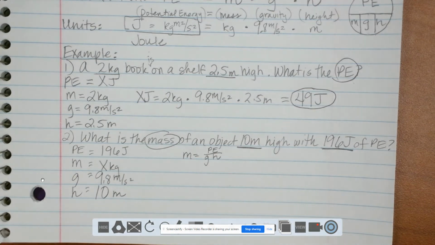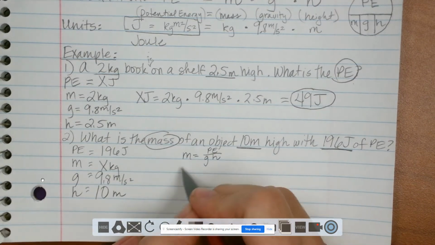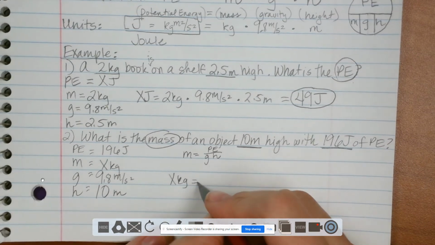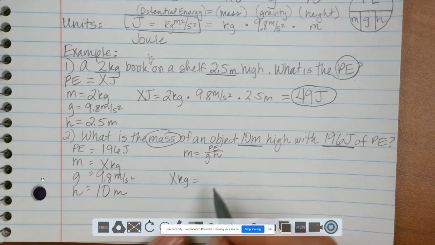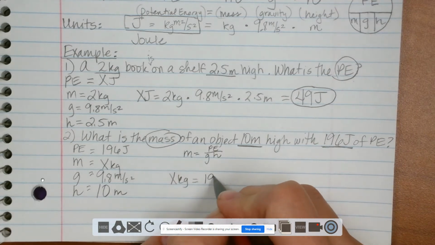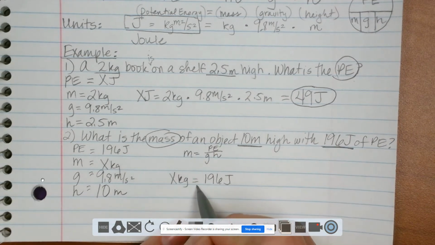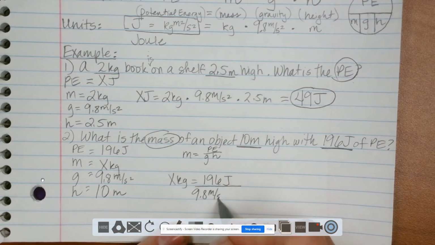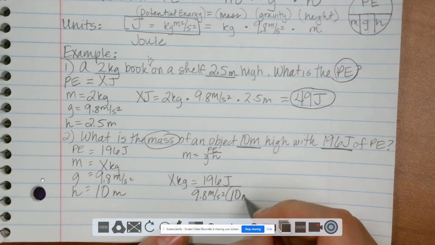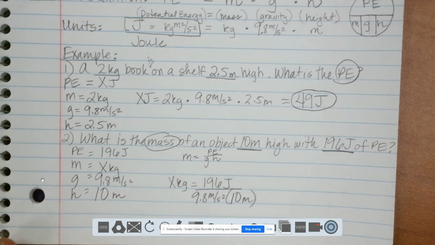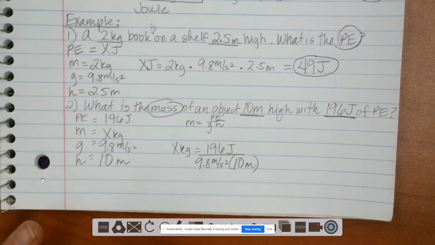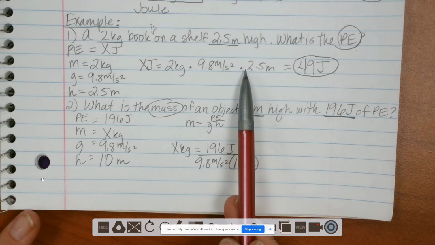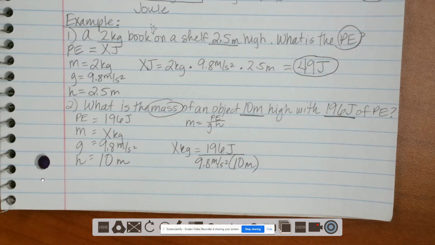All right, so now I'm going to plug all this into that equation. M is my mass and it's X kilograms because that's what I'm looking for. Potential energy is on top of the fraction. So 196 joules divided by my gravity, 9.8 meters per second squared, times my height, 10 meters. I put parentheses because when I start putting units and dots, the dots get mixed in too easily and it could be confusing for you. So I'm putting parentheses around it to remind you you're multiplying.